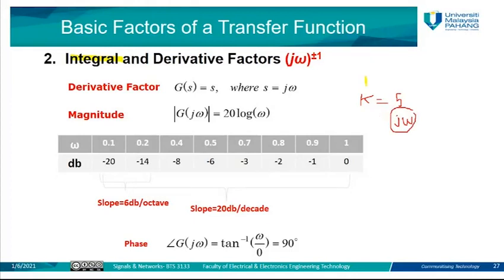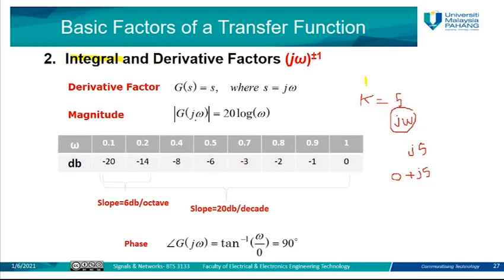So if you want to find the magnitude, if you have j5, for example, what will be the magnitude of j5? The complex number j5 is like 0 plus j5. The magnitude will be the square root of 0 squared plus 5 squared, so it will be 5. So the magnitude of j5 is 5. The magnitude of j100 is also 100.